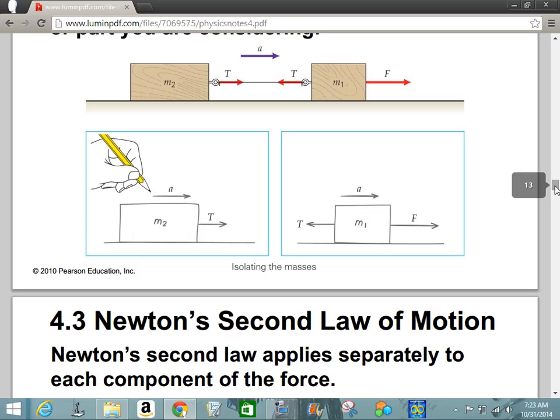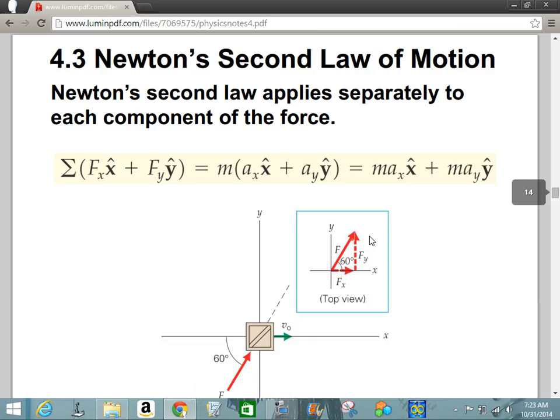And so we can illustrate this by creating what we call free body diagrams of each part of the system. But if I separate the system, notice that the acceleration of m sub 2 is equal to the acceleration of m sub 1. So Newton's second law of motion applies separately to each component of the force. And so basically the sum of all the forces in the x direction plus the sum of all the forces in the y direction is equal to the mass times all the accelerations in the x direction plus all the accelerations in the y direction. And so we actually have two separate forces, forces in the x direction and forces in the y direction.